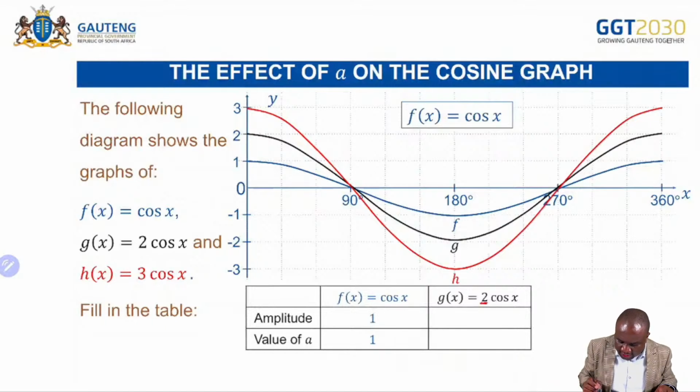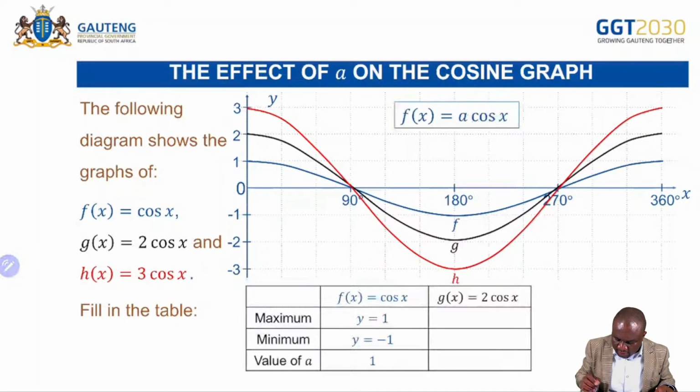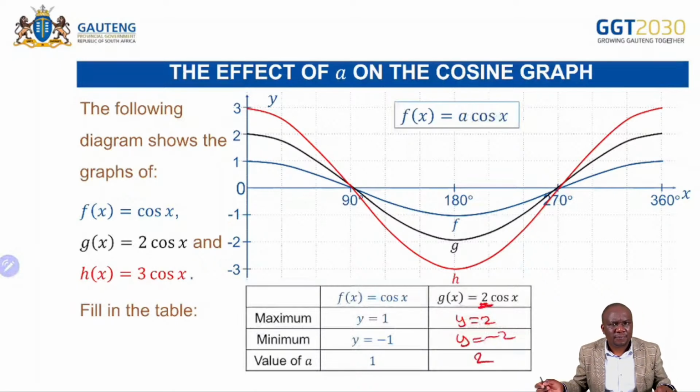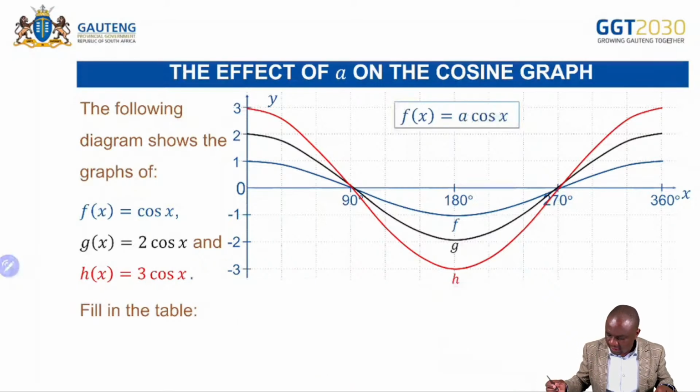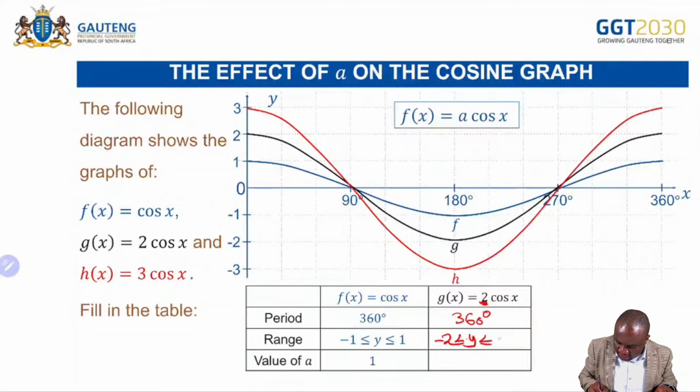Same here. Our a is 2, so the amplitude is 2, since the value of a is 2. The maximum is y equal to 2, minimum y is equal to negative 2, since the value of a is 2. I hope you are listening. Please don't write, because if you start writing, you will complain about time. And then the period is not affected. And then the range, a is 2, so y is greater than or equal to negative 2, but less than or equal to 2, since the a value is 2.